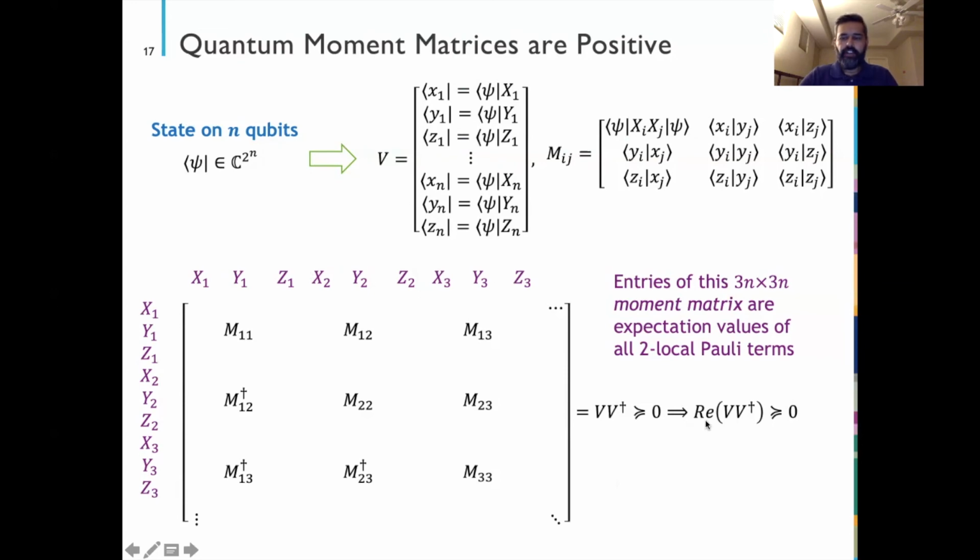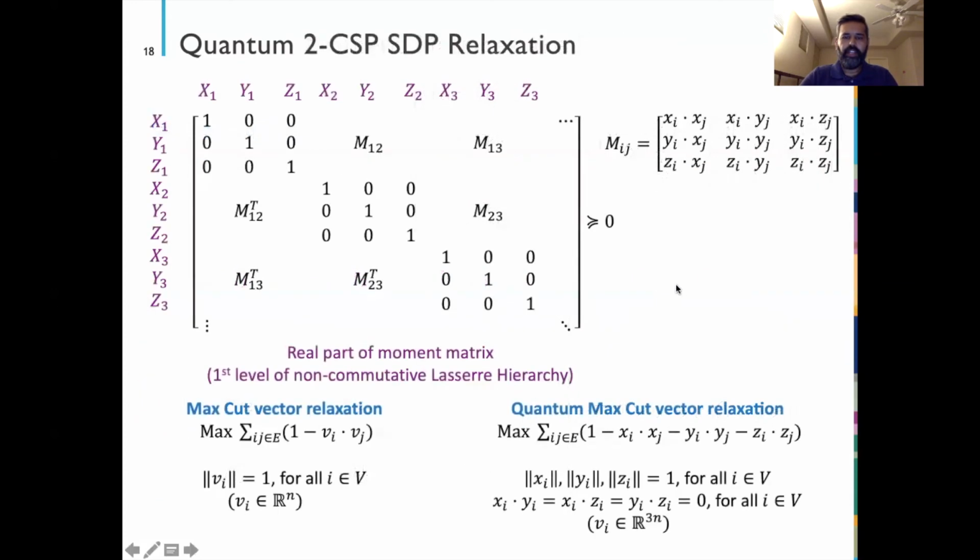To further relax this, we'll only look at the real part. So the final relaxation we look at is the real part of the previously mentioned moment matrix. It has a very nice structure: you just have 3 by 3 identity blocks on the diagonal, and it has to be PSD, and that's it. That's the full relaxation. The way we interpret this, as when we wanted to do rounding for a vector program, is that now we have an x vector, a y vector, and a z vector for each qubit, and we're taking inner products of those to relax our objective function. This is how we get back to the classical problems that I mentioned in the beginning.